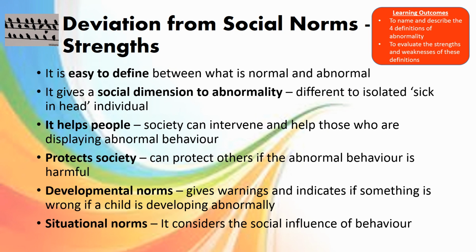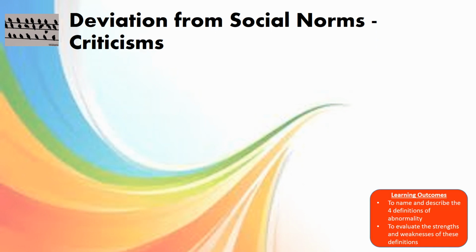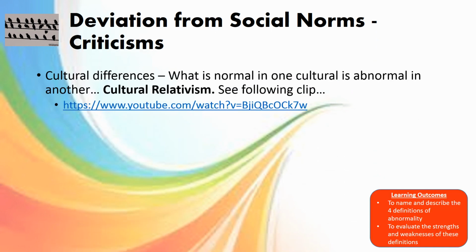So it considers the social influence of behaviour. It considers how abnormal or normal people are with their behaviour in that respect too. But there are criticisms to this, obviously. So the main thing is that there are huge cultural differences, and that is referring to cultural relativism: what is normal in one culture is abnormal in the other.